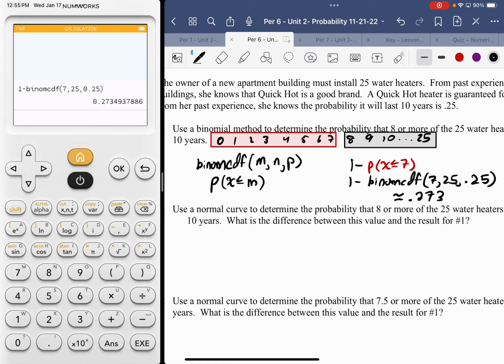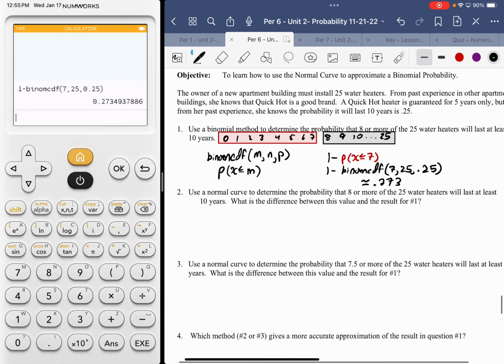Less than half lasting 10 years, it doesn't seem like a good number, but that's the way the question is phrased. So now we're going to do it with a normal curve to determine the probability that 8 or more of the water heaters will last at least 10 years. And when we do something with a normal curve, we need to know 2 pieces of information: the population mean and the population standard deviation.